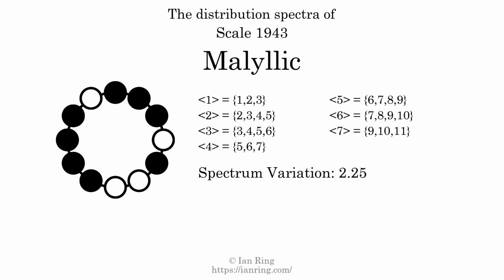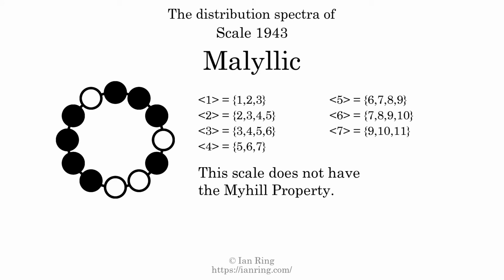Since the variation is greater than 0, this indicates that the scale is not perfectly even. The highest spectrum width is 3. Since this is greater than 1, we know that this scale is not maximally even. If every spectrum has exactly 2 specific intervals, we call that the Malyllic property. This scale does not have the Malyllic property. Since the generic interval ranges overlap, this scale is an improper scale.